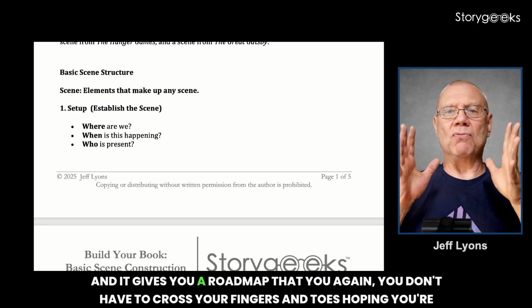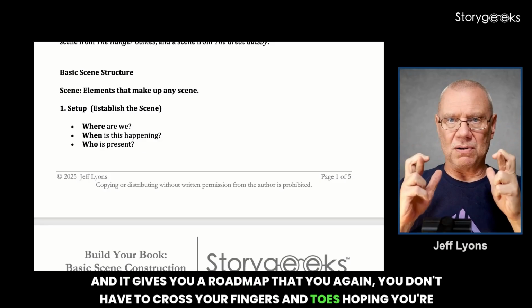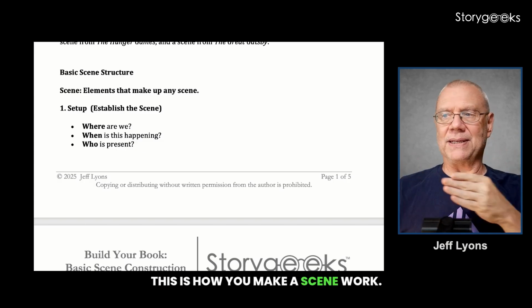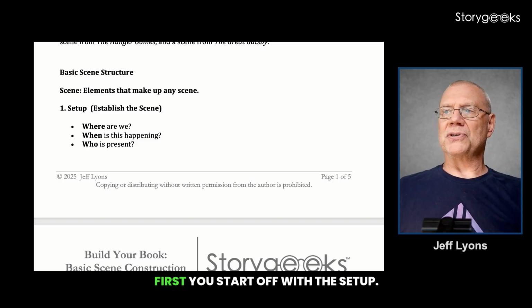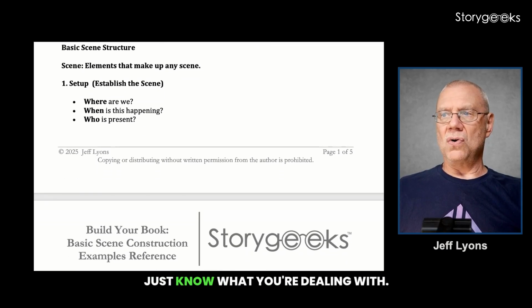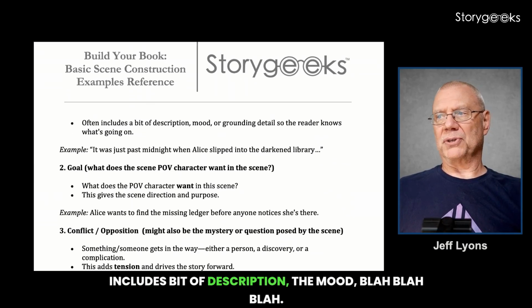And it gives you a roadmap so you don't have to cross your fingers and toes hoping you're going to hit it and make the scene work. This is how you make a scene work. First, you start off with the setup. Where are we? What's happening? Who's present? Who's in the scene? Just know what you're dealing with. It includes a bit of description, the mood, and so on.